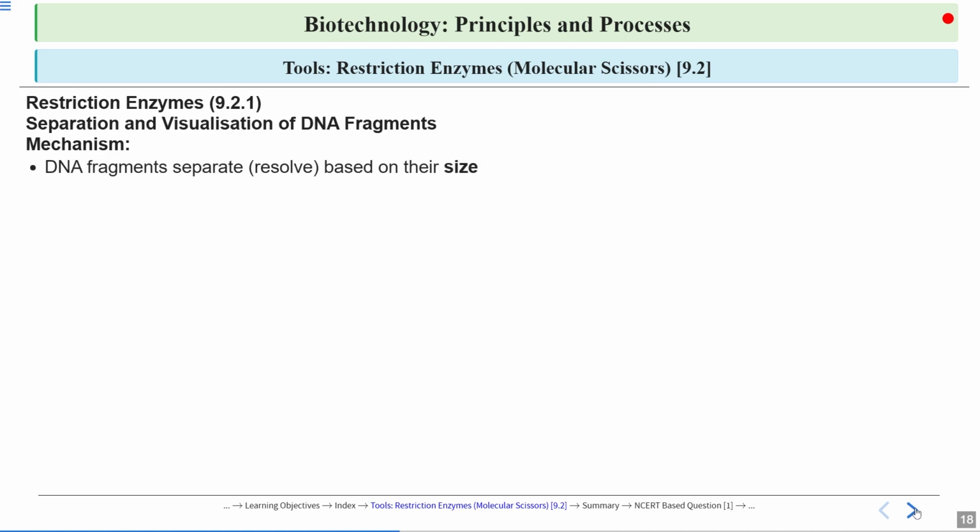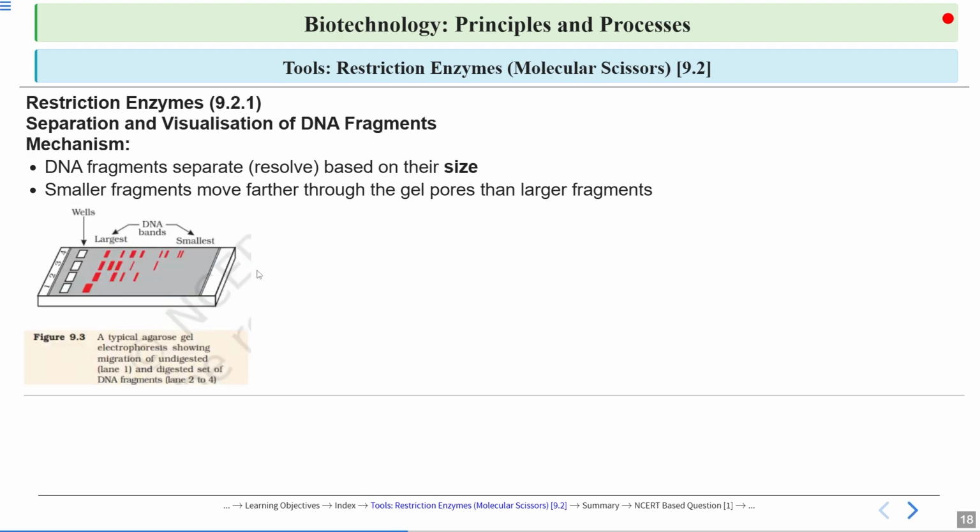So what is the mechanism on the basis of which it separates? First, as I told you, DNA is negatively charged, that's why it moves towards the anode, the positive electrode. But the agarose gel has a sieving effect, meaning it helps to separate these DNA fragments based on their size. That's why smaller fragments move farther through the gel pores than the larger fragments.